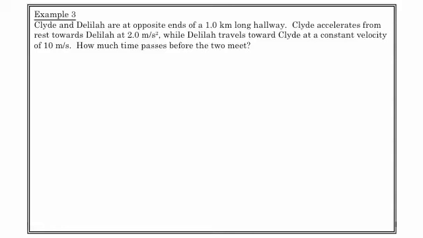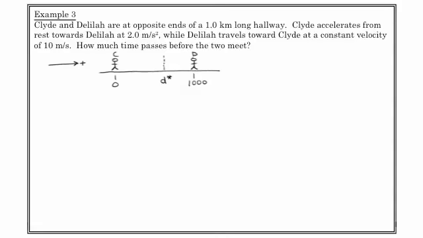We have Clyde and Delilah. And they're at the opposite ends of a very, very long 1-kilometer hallway. And so we have one body, Clyde, and he accelerates from rest towards Delilah at 2 meters per second squared. And at the same instant, Delilah travels towards Clyde at a constant velocity of 10 meters per second. And how much time passes before they meet?